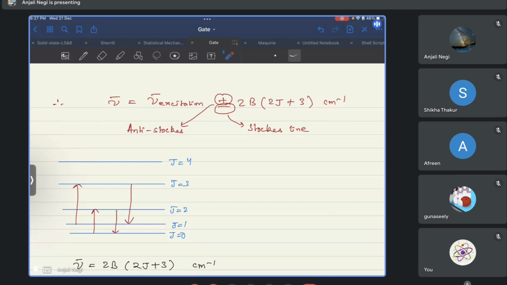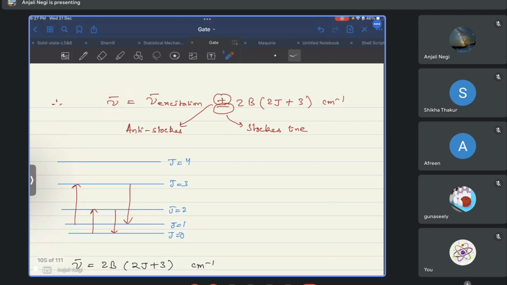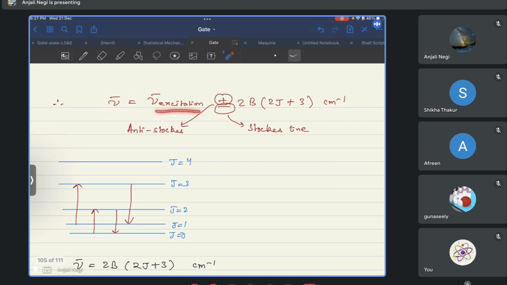Now can I put the expression as: my wave number is equal to the wave number of the excitation light, that is, the incident light, plus or minus the wave number of the delta E, which is converted to wave number.